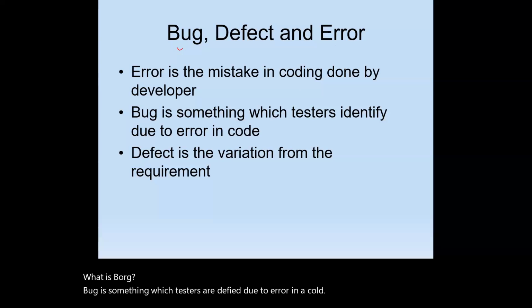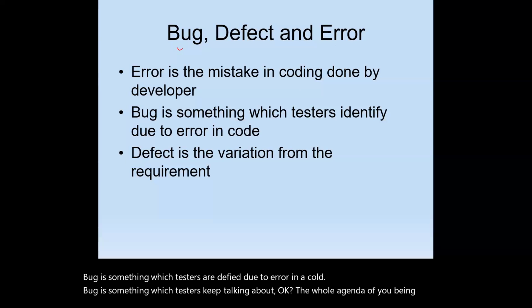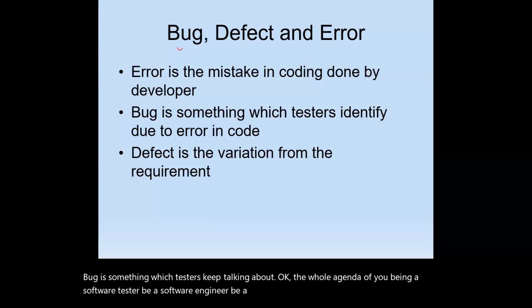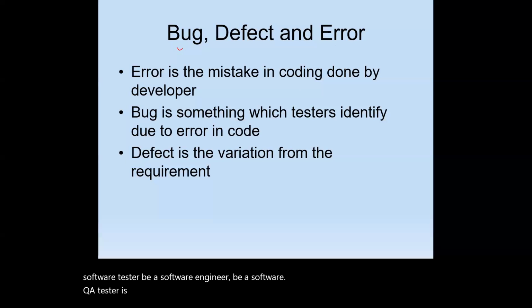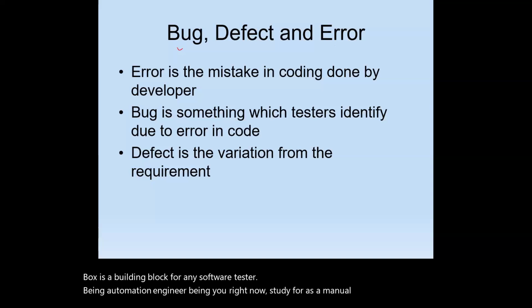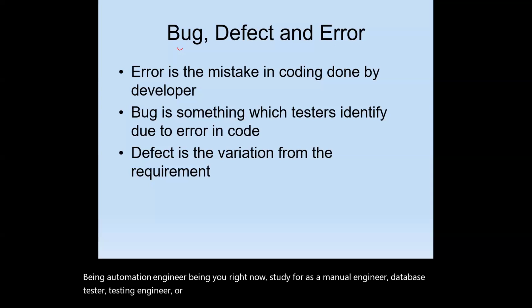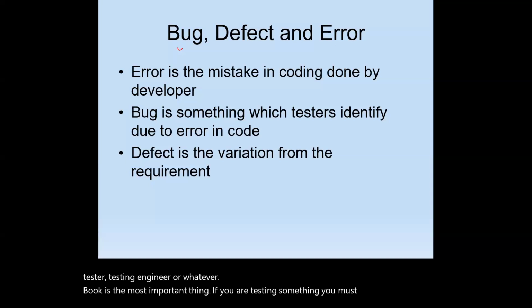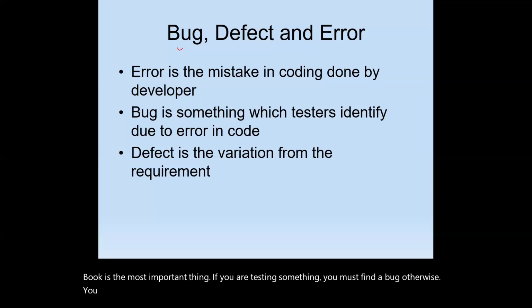Bug is something which testers keep talking about. The whole agenda of you being a software tester, a software engineer, a software QA tester is about identifying bugs. Bugs are a building block for any software tester, whether you are an automation engineer, a manual engineer, a database tester, or whatever. Bug is the most important thing. If you are testing something, you must find the bug. Otherwise, you're not a good tester.